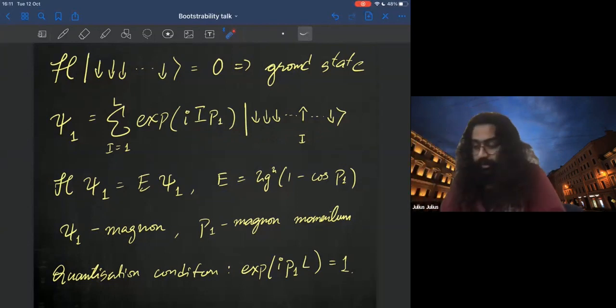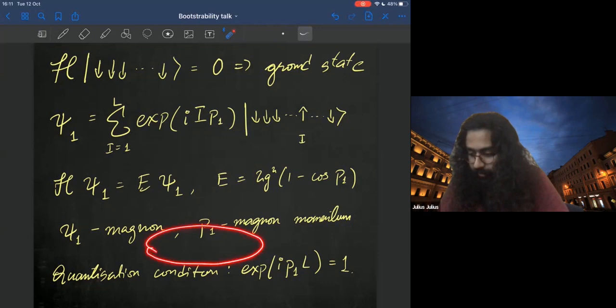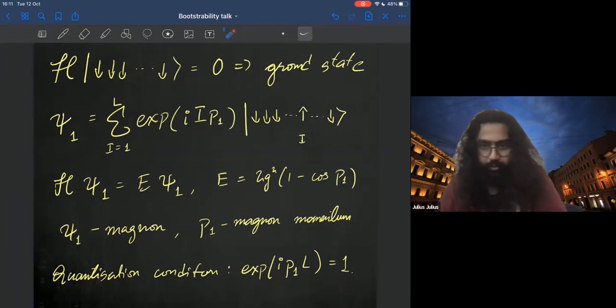All right, so now we also need to impose a quantization condition, which basically means that if I take the magnon all around the chain, I should get back 1, and the way that is done is by imposing that e to the i p1 L is equal to 1.